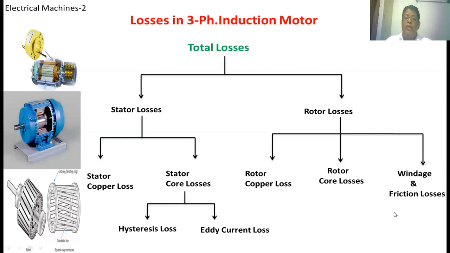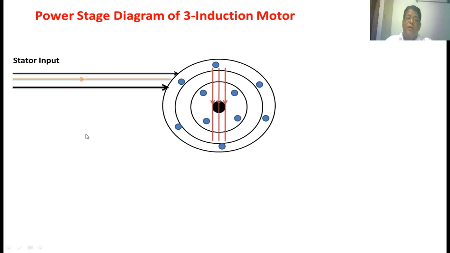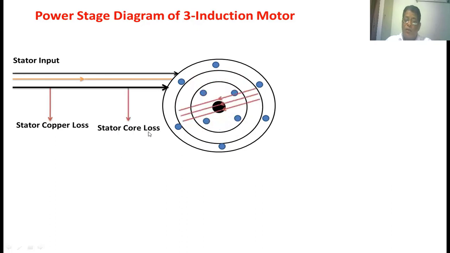Now we are going to see the power stage diagram. This is a three-phase induction motor. This is a stator. These are nothing but the stator winding. This is the rotor. This is a shaft. These are the rotor bars. Whenever we are giving the three-phase supply, the flux will be rotating. Stator input is nothing but the electrical power we are giving to the stator winding. Some amount of power will be wasted as stator copper loss, and some amount of power will be wasted as stator core loss.